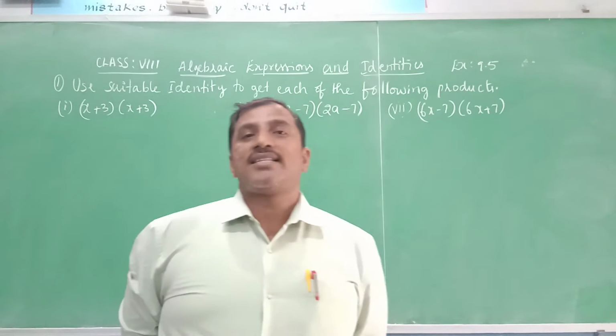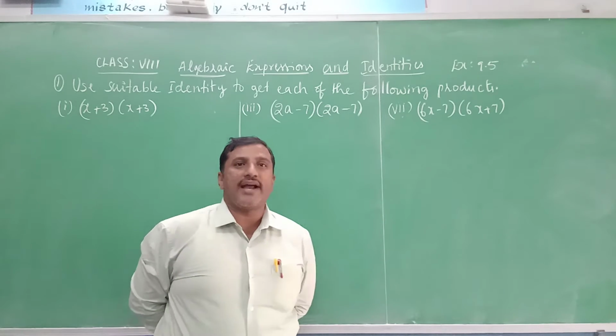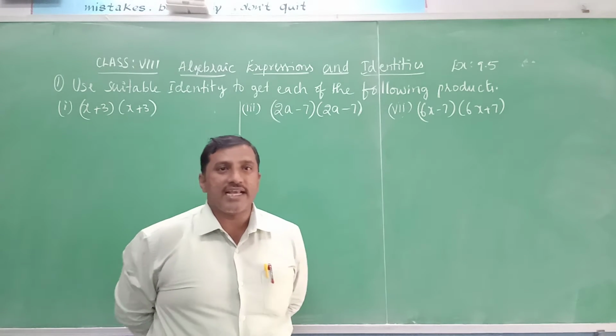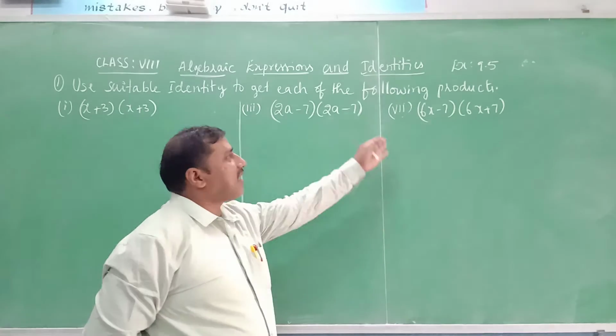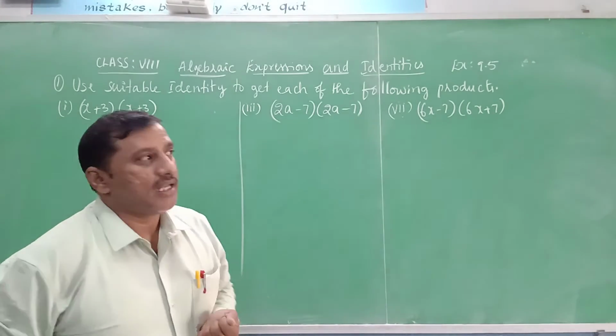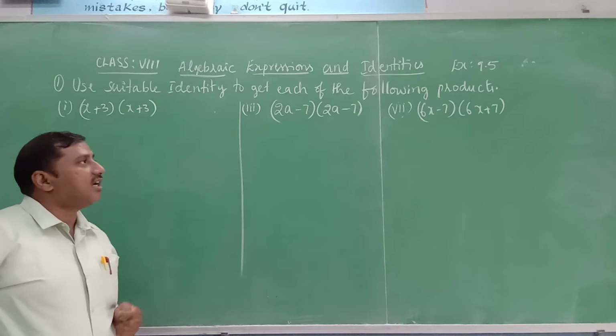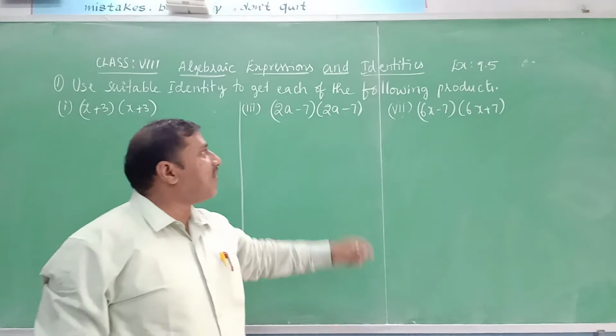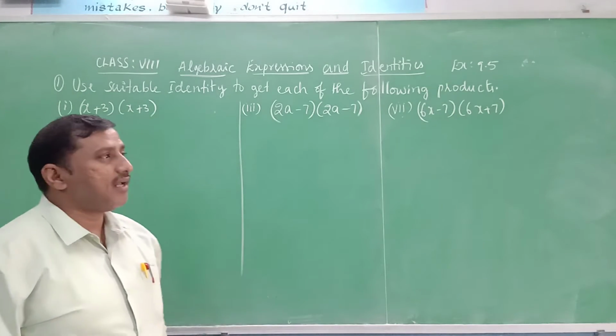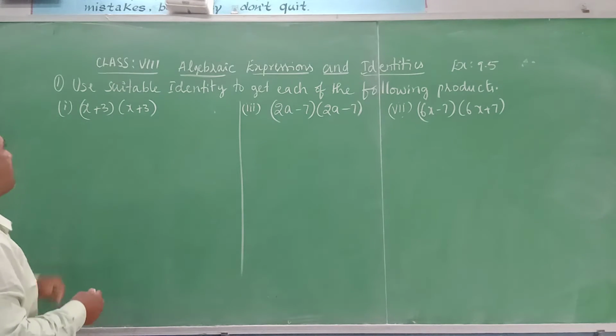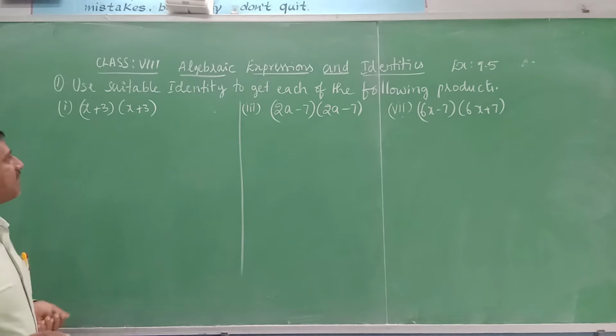Now in this class, we will study the application of these four identities from exercise number 9.5. The first question: use suitable identity to get each of the following products. The first one: (x plus 3) into (x plus 3).